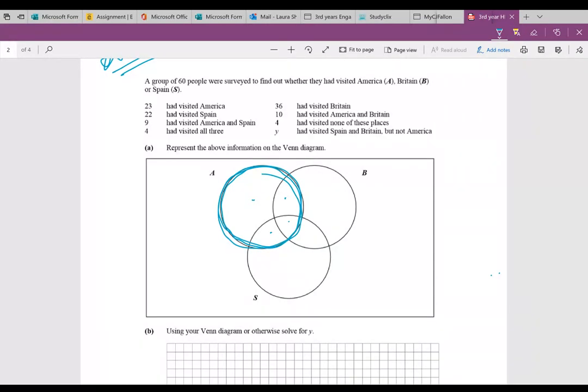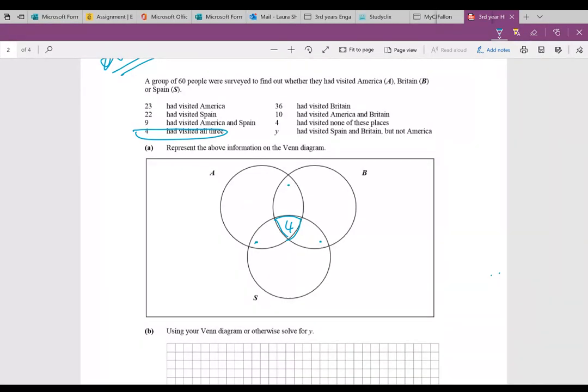Okay, when I'm filling out a Venn diagram, the first place I should always start is in here in the middle. Okay, so all 3. And I'm told the 4 had visited all 3. So 4 goes in there. Okay, and then I work out, so then I start into these sections here. Okay, and the last one I do is the biggest one.